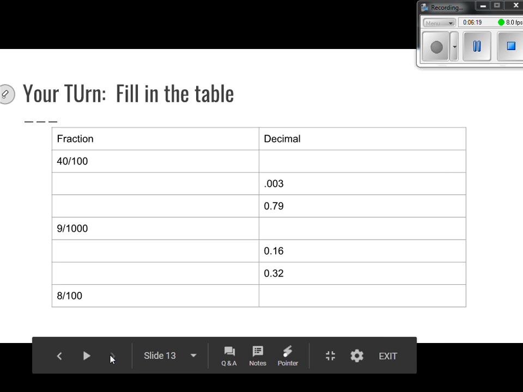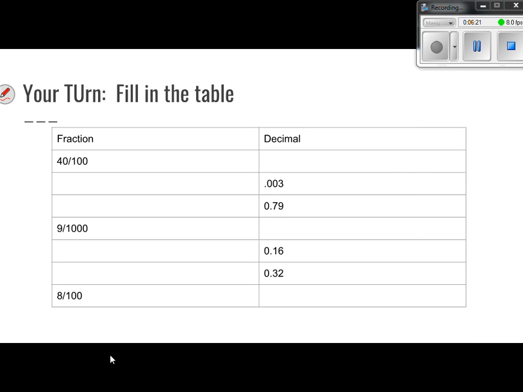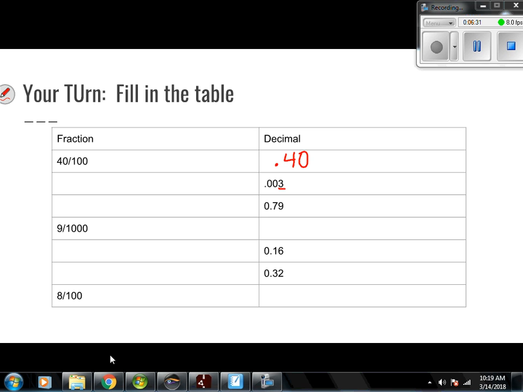All right, we're going to fill in this chart. 40 hundredths. What would that look like as a decimal? It would look like 0.40. What place value is my 3 in this one? Tenths, hundredths, or thousandths? Thousandths. Okay, so I'd have 3 over 1,000. What place value is my 9 in this one? Hundredths. So that would be 79 over 100.